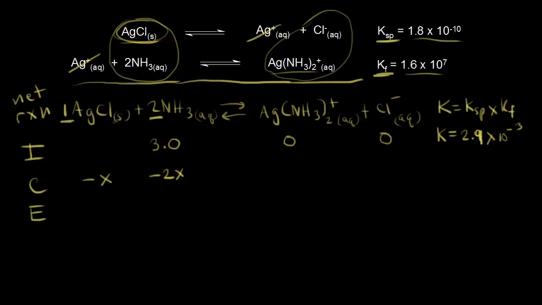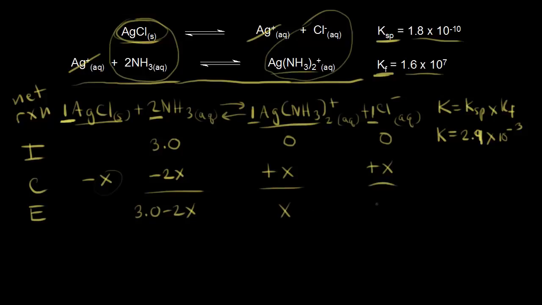For our products, if 1 mole of silver chloride dissolves, we make 1 mole of our complex ion. Right? So if we're losing x over here, we'd be gaining x over here for the concentration of our complex ion. And same thing for the chloride anion, because our coefficient is a 1. So we're going to gain x for the concentration of chloride anion. So at equilibrium, our concentration of ammonia is 3 minus 2x. Our concentration of complex ion is x, and our concentration of chloride anion is also x.